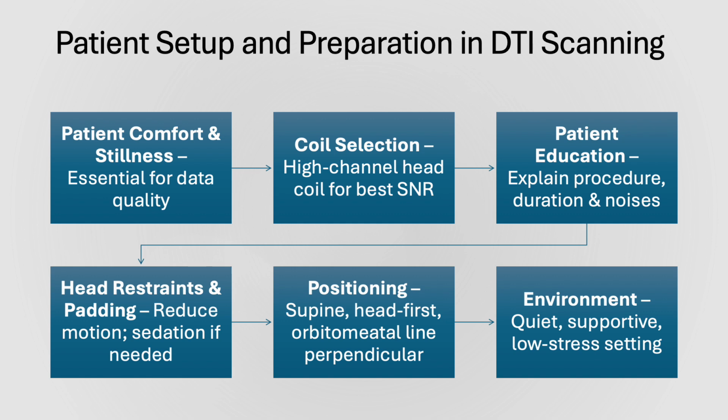So always use a high channel head coil when possible, because this gives us a better signal to noise ratio, which is critical for diffusion imaging. Make sure the coil is properly tuned and centered over the head of the patient.